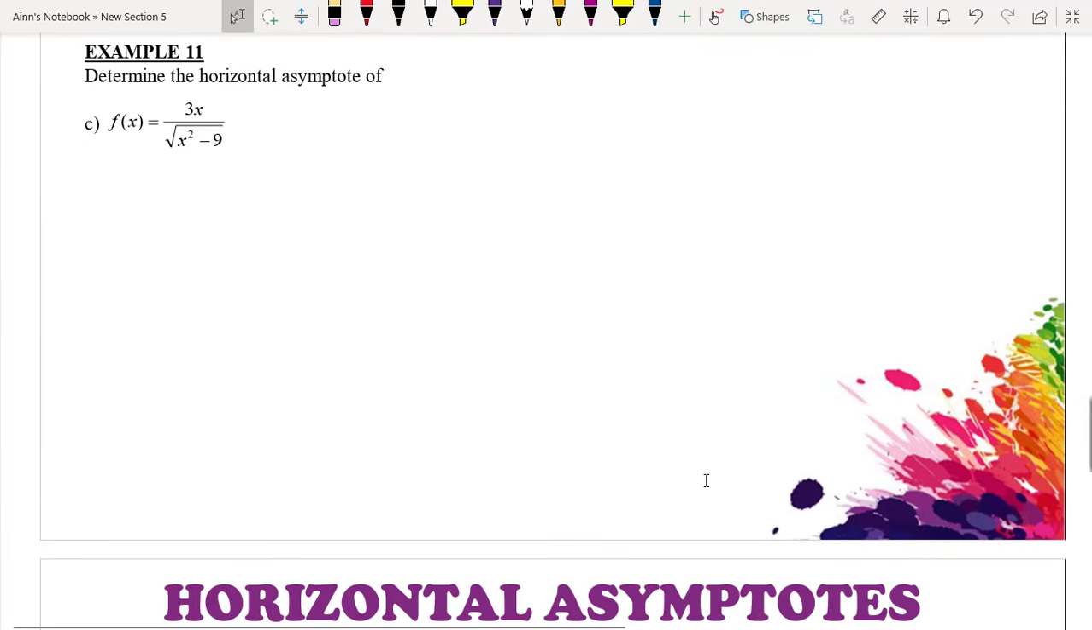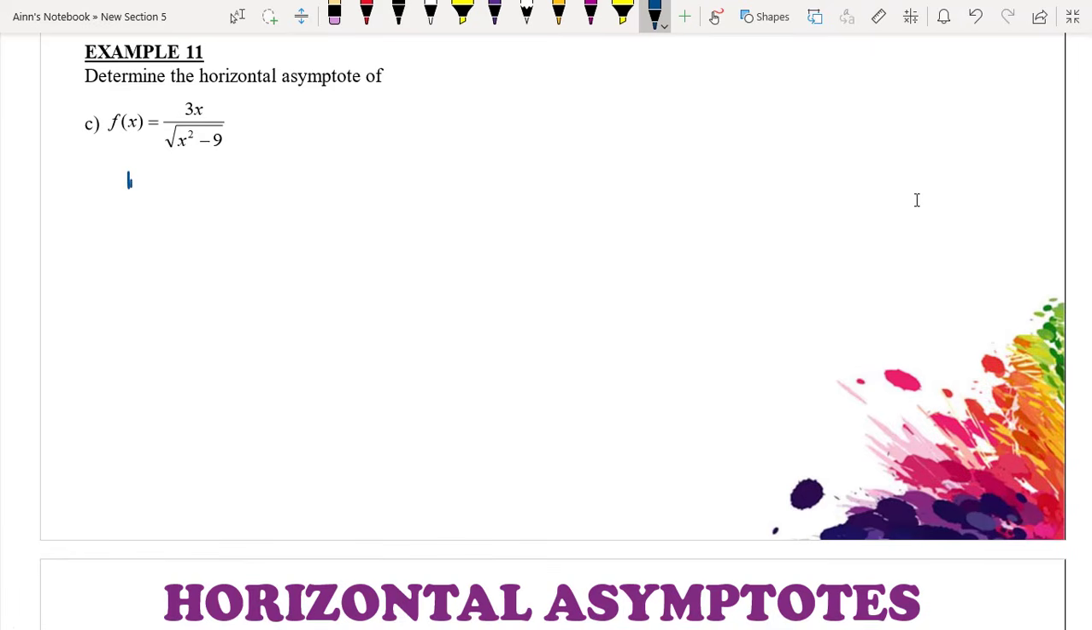Okay. So let's see the next example. Example 11, we have to determine the horizontal asymptote of f(x) equals 3x over the square root of x squared minus 9. In the previous video, we already did this kind of example, where we have square root of x squared minus 9. This is a special case where we have to factorize x squared.